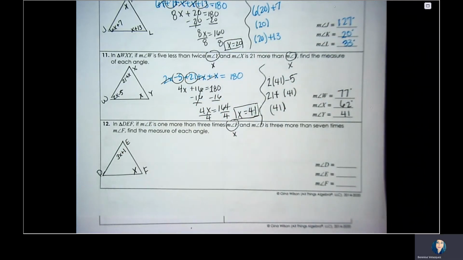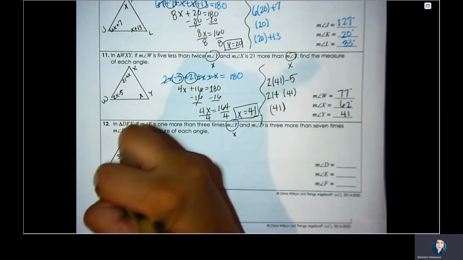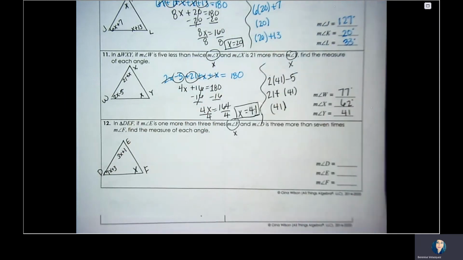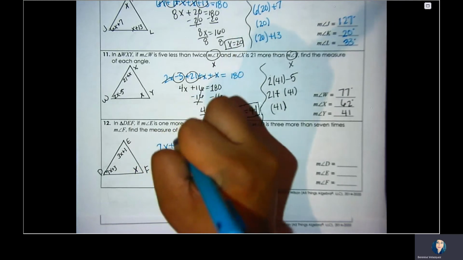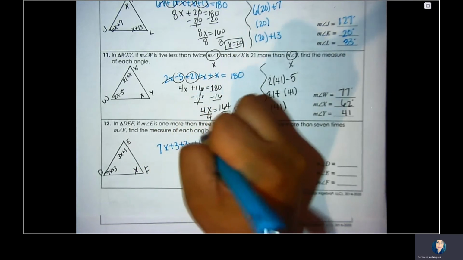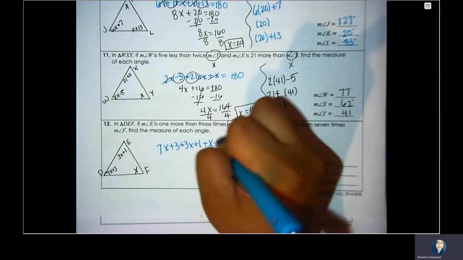Angle D is 3 more than 7 times f. So there's 7x, and then it's 3 more, so that's plus 3. Find the measure, blah, blah, blah, same thing we've been doing. So now you have 7x plus 3 plus 3x plus 1 plus x. Set that all equal to 180.